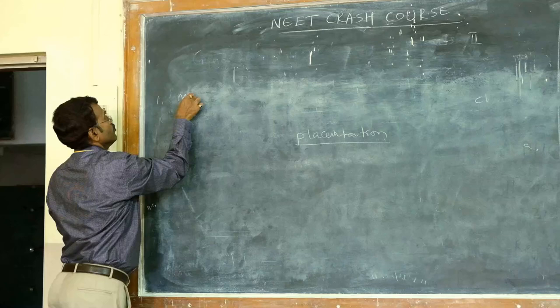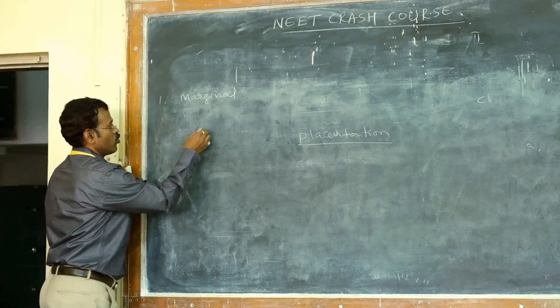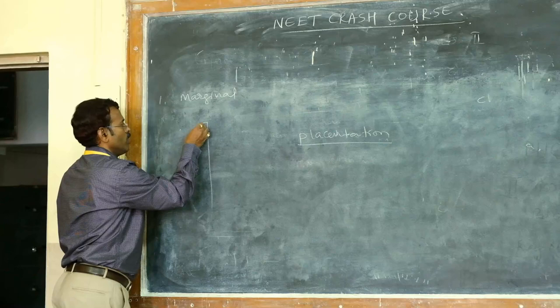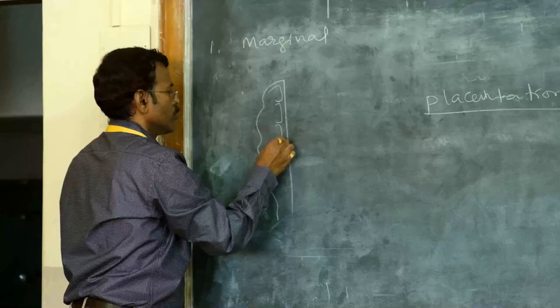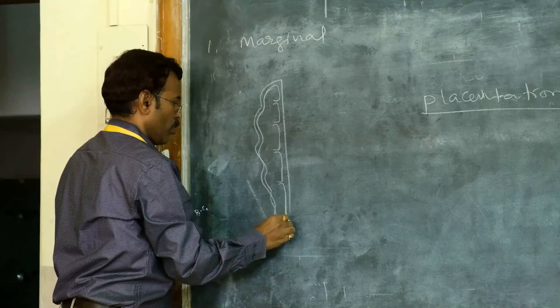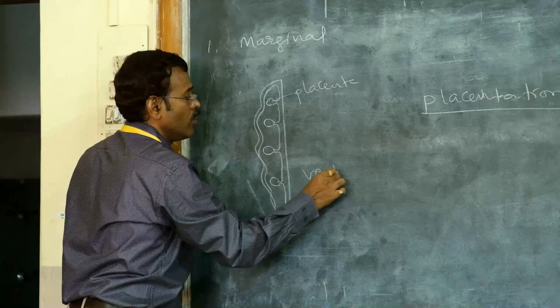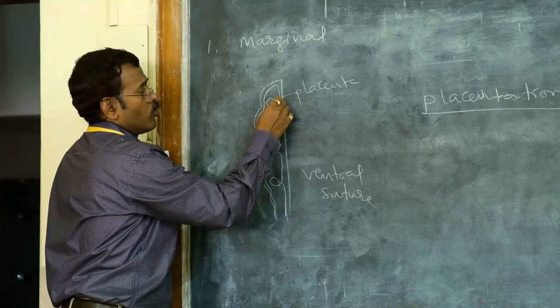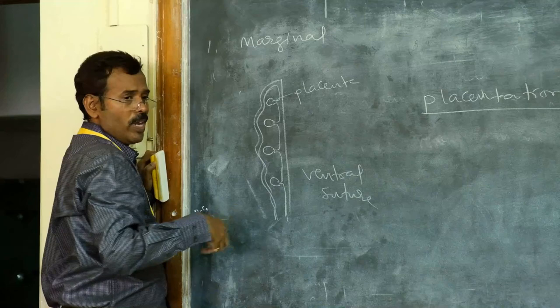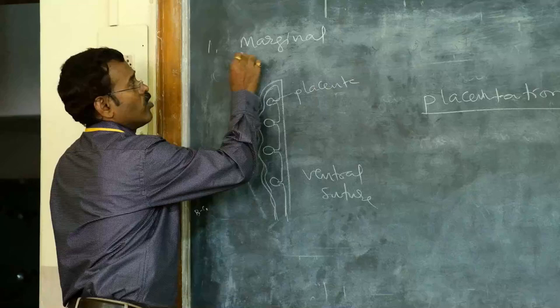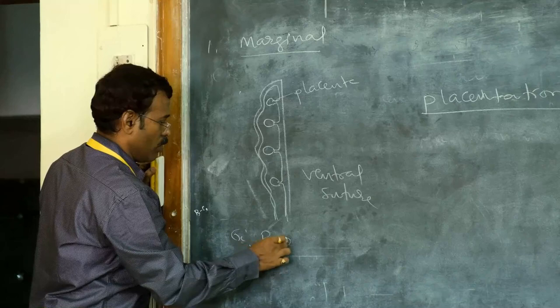First one, marginal placentation. It is seen in the monocarpellary ovary, having usually a single locule. This is the placenta. The placenta bearing ovules is present along the ventral suture. The placenta forms a ridge-like structure and bears the ovules. Many ovules are arranged along the ventral suture on one side. That is why it is called marginal placentation. You can see this in examples such as pea, bean, gram, etc.